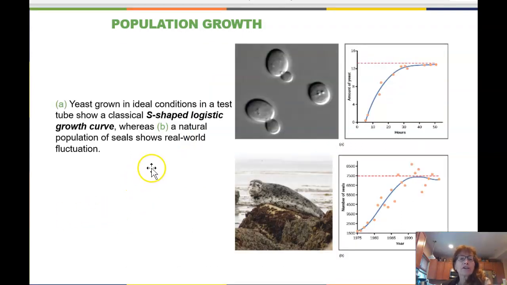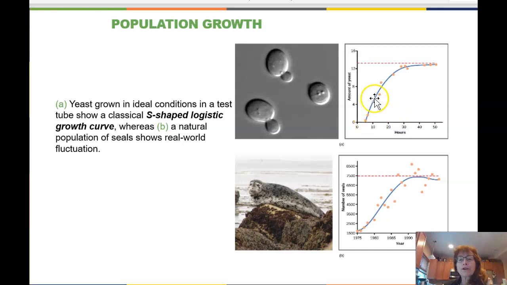Here's just a different way to look at it. In real life, most populations are not going to look like this top one, where it's just flattening out. Notice that this one is showing yeast growing in a test tube. Initially you have really rapid growth, then they quickly run out of space, so they have this growth curve that looks almost artificial, and it is in this case.